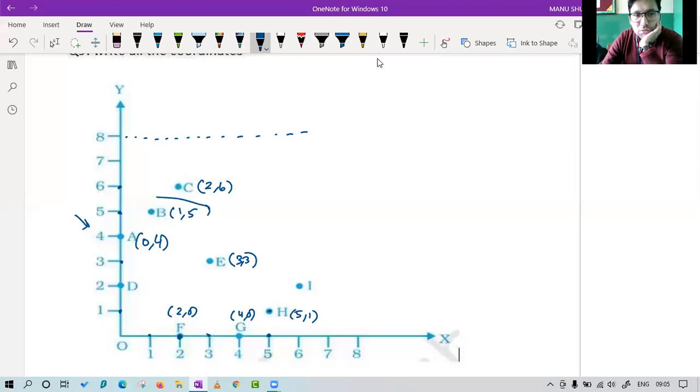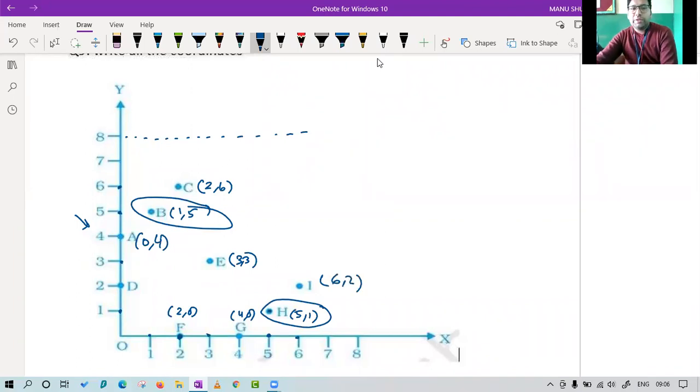So you can see 1 comma 5 and 5 comma 1. Mostly the students make mistakes in these kinds of numbers where you are reversing the digits. And I is how much? 6 and 2. 6 comma 2. So this way we can find all the coordinates easily.